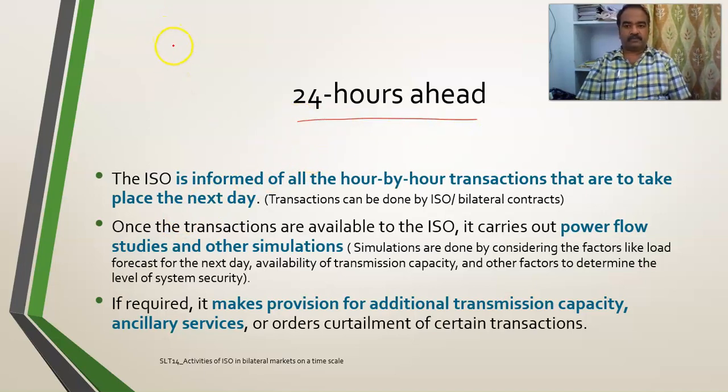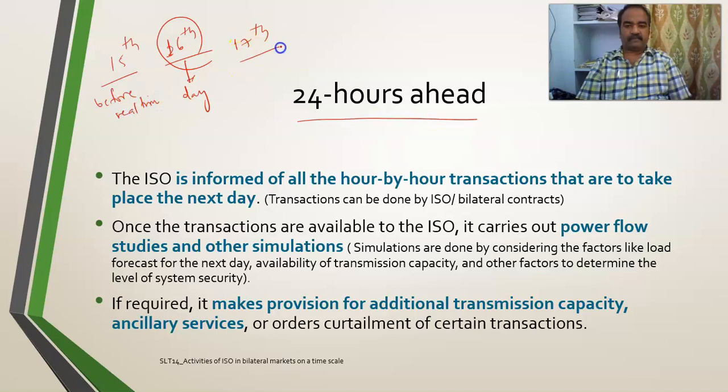Since he has nothing much to do, we will divide these things into 24 hours ahead. Let us suppose today is the 16th. What is the job he does on the 15th and after the 16th? So this is the scheduled day, and this is before real time. Before real time, he gets information about the requirement of transmission lines by the bilateral parties. He is informed of all the hour-by-hour transactions that are to take place the next day. These transactions will be informed to the ISO by the GENCO or any other party.